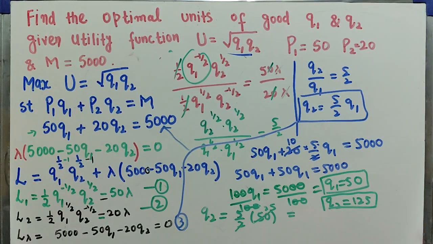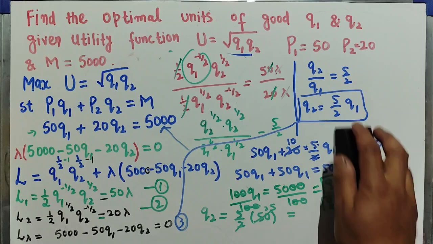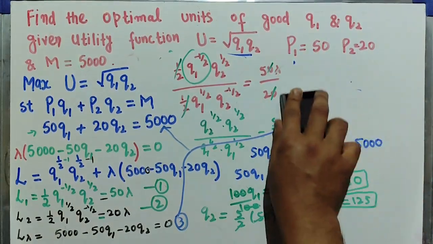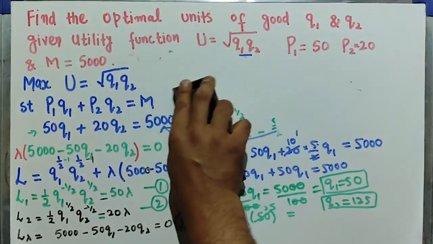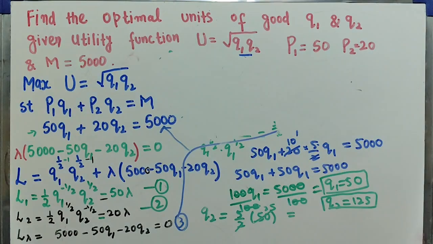Okay, what about the marginal utility of money, what we call the shadow price? That is the interpretation of the lambda. Now we need to find out the value of lambda. We can find the value of lambda by substituting the optimal values of Q1 and Q2 into either equation 1 or equation 2. Let us put it in equation 1.